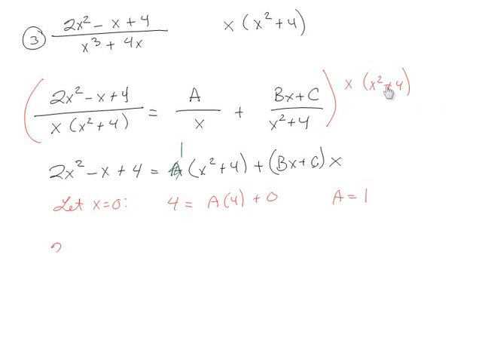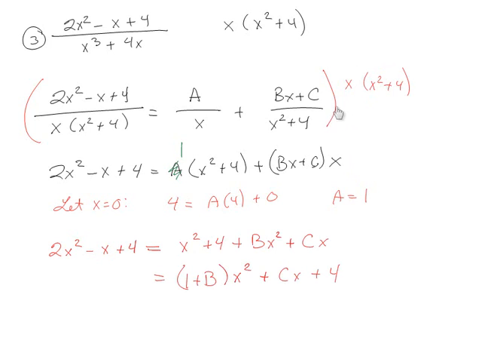So let's just go back to the original a little bit. We've got 2x squared minus x plus 4, and that needs to be equal to x squared plus 4, because I already know what a is. I don't need to do extra work, plus bx squared plus cx. I'm just going to simplify the right-hand side to (1 plus b) times x squared plus cx plus 4.